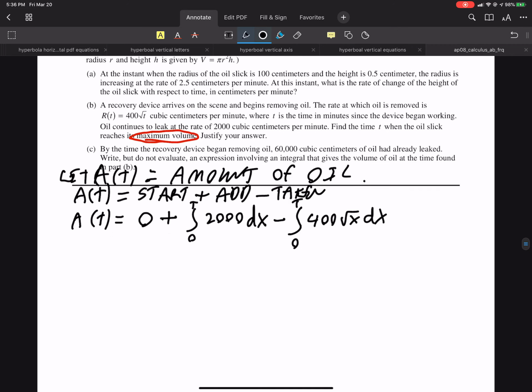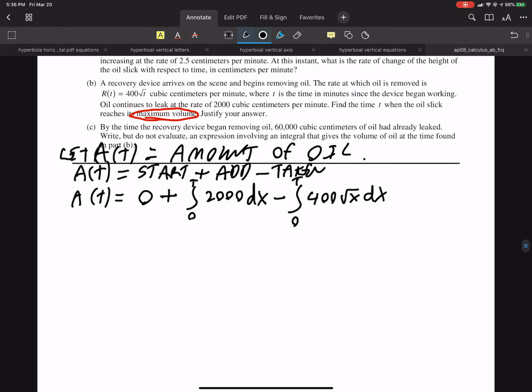So we want to know when the maximum occurs. That's when the derivative of the amount of oil is 0 or undefined. So if I take the derivative of the start amount, it is 0. That's why it doesn't matter the start amount, because the derivative would always be 0. The fundamental theorem of calculus, one of them, says if you take the derivative of an integral from a constant to our variable t, because we're taking the derivative with respect to t, all you do is plug in t for x, but there is no x, so that's just 2,000. And here, we take the derivative of an integral from a constant to t, and again, t is our variable, so just plug that in for x.